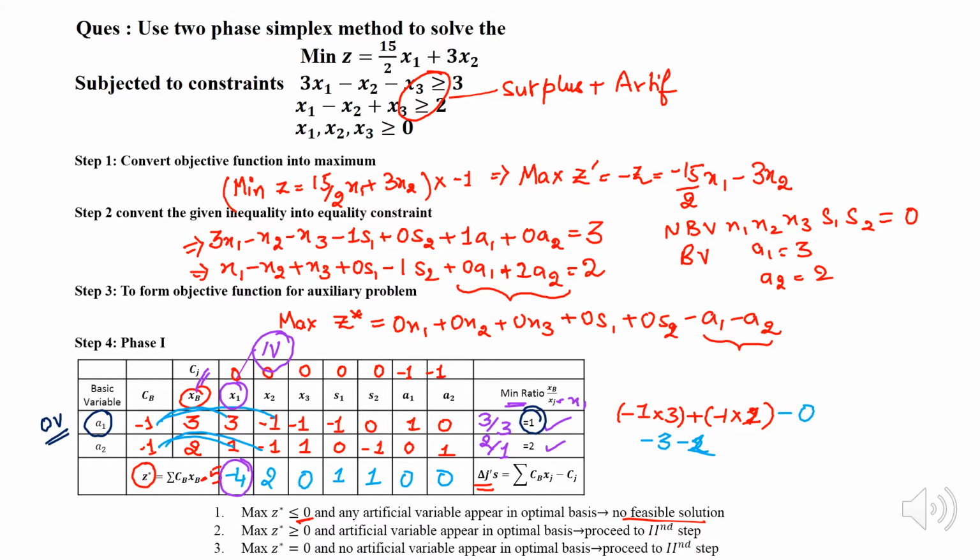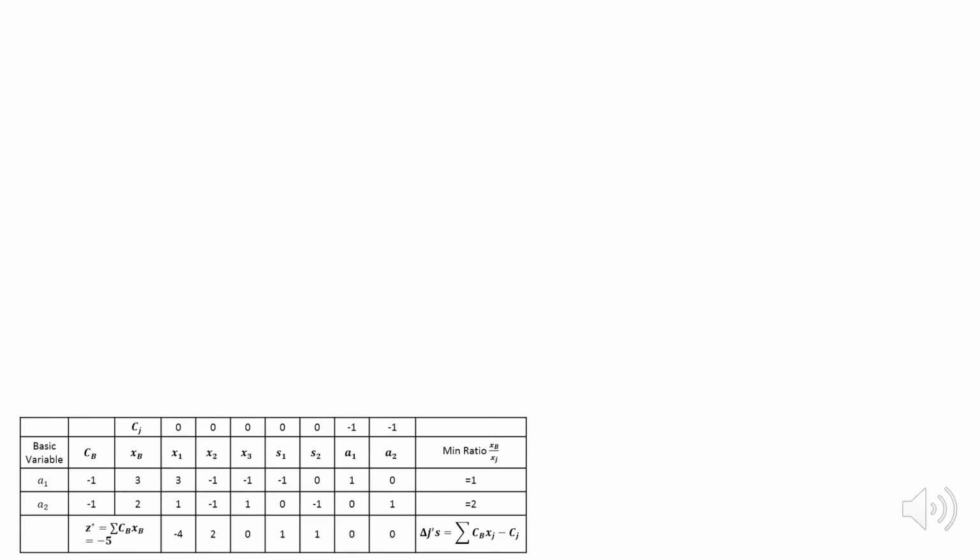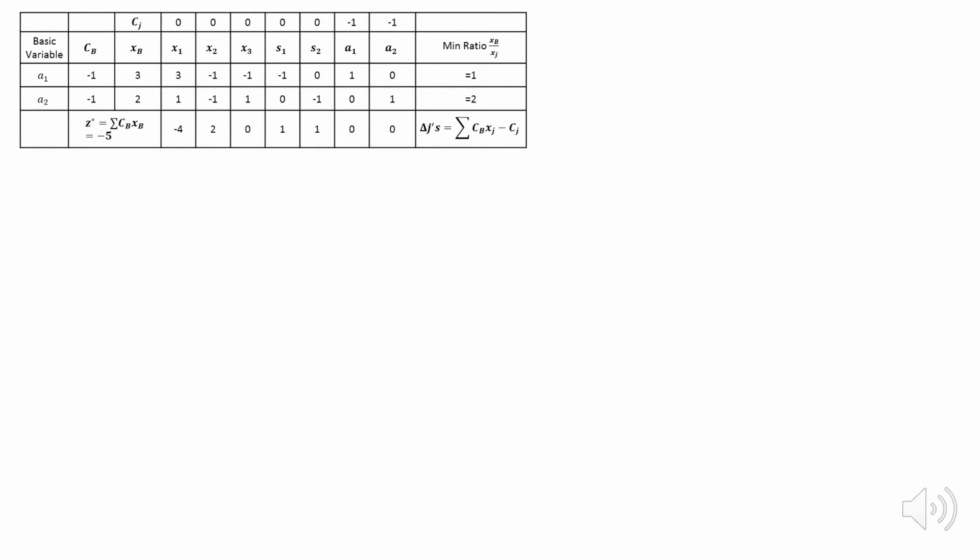And what is your pivot element? The pivot element is the intersection of the outgoing variable row and the incoming variable column. That element is 3. Okay, so now we are going to form a new simplex table in phase 1. Before forming the new simplex table, I will just repeat: the incoming variable is x1, the outgoing variable is a1, and the pivot element is 3.